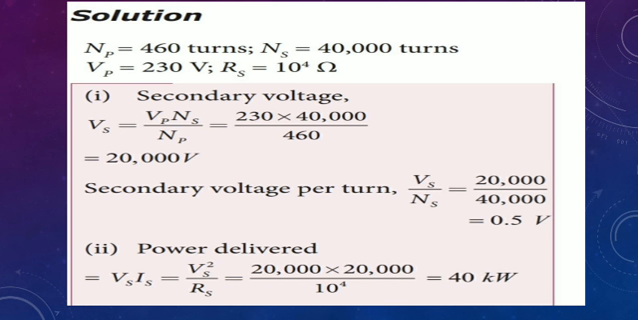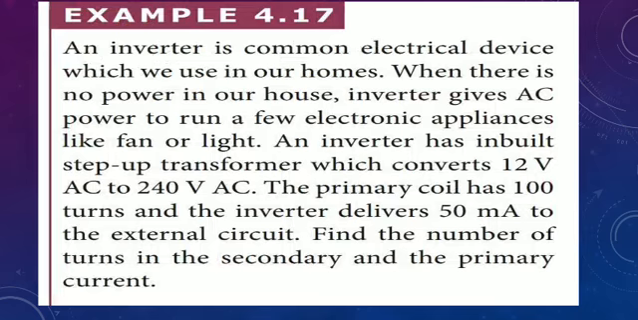So what is the Vs value? 20,000. Therefore 20,000 square divided by Rs, resistance 10 power 4. Therefore I can get 40 kilowatts. This is the power delivered by the secondary coil. Okay students, right? Do you understand? Right. Next problem.